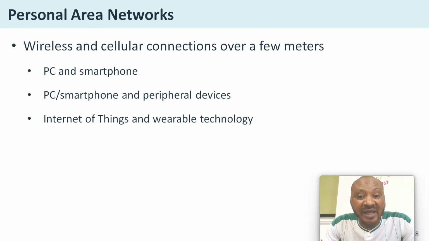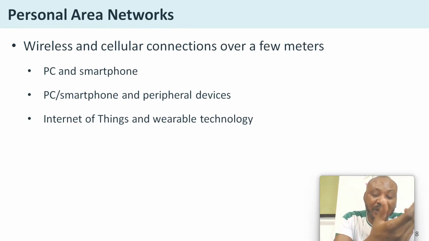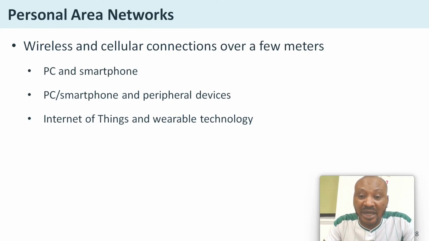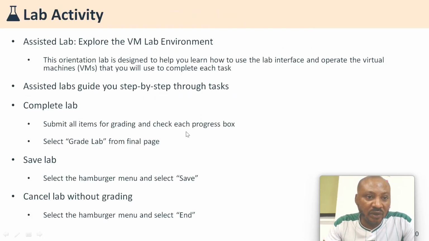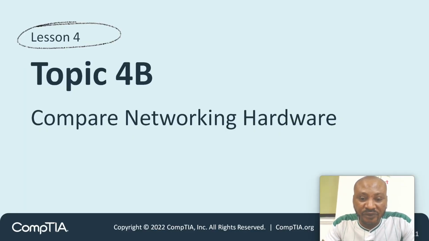Now, wearable devices are smartwatches. You wear smartwatches and everything else you could wear that has access to the internet. We call them all Internet of Things. So they're all part of the network too. Okay, so we move now to topic 4B.